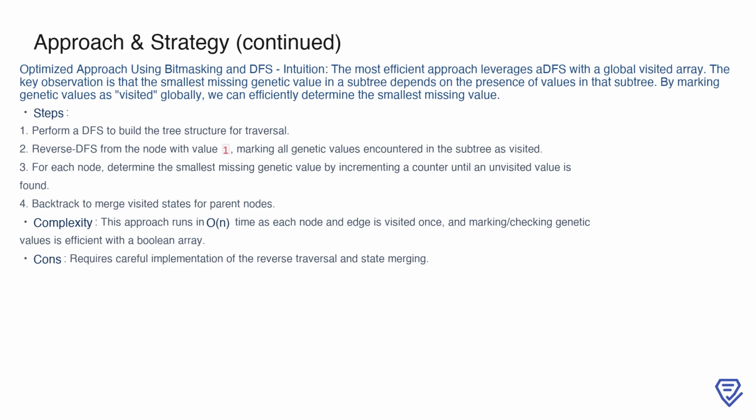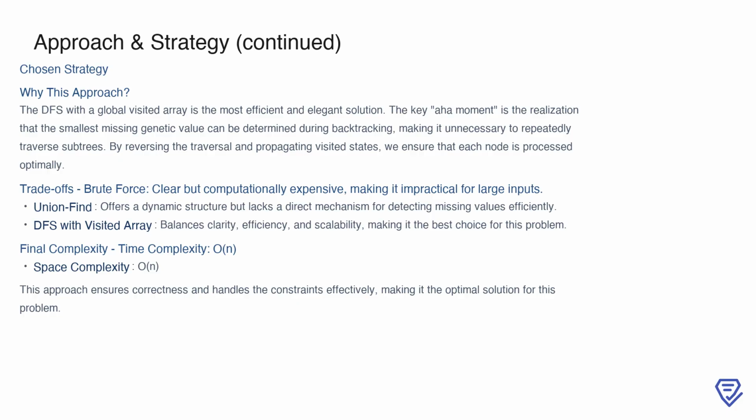This approach has an overall time complexity of O(n), because each node and edge is traversed only once, and genetic value checks are streamlined using a Boolean array. While the implementation of reverse traversal and state merging requires attention to detail, this method is computationally optimal and scalable. The chosen strategy is the DFS with a global visited array, as it combines efficiency and clarity.